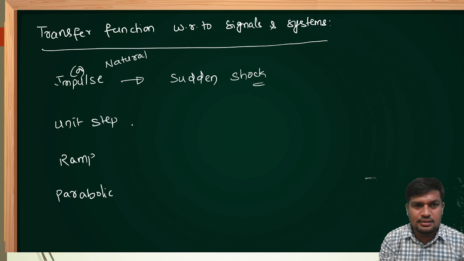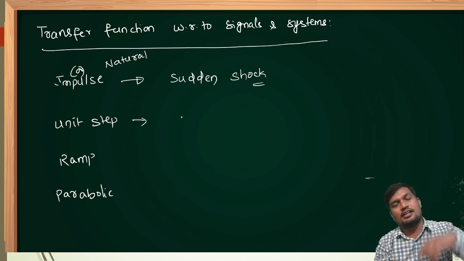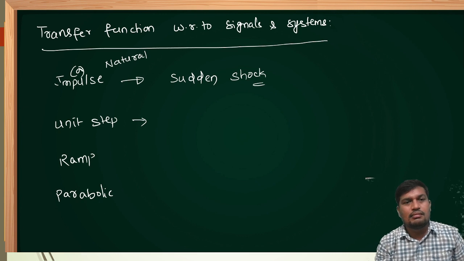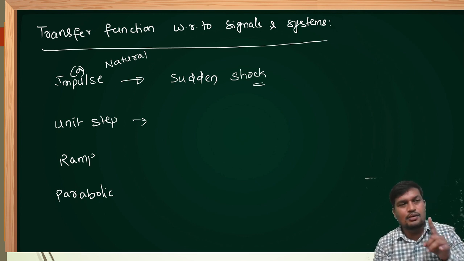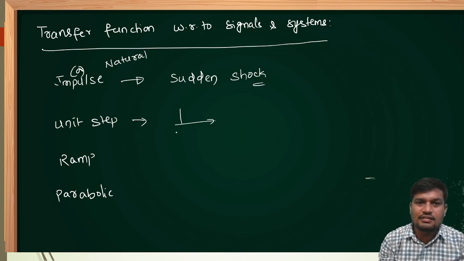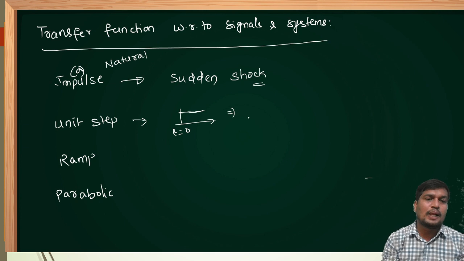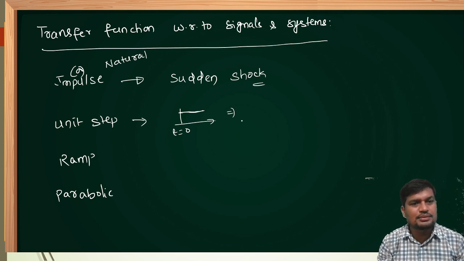Next, unit step. Unit step is nothing but switching on a fan in our home. Before switching on the fan, the fan is off, that is at t equal to 0 there is no input signal. Suddenly input is given, and the fan runs at constant speed. That is nothing but a unit step signal. Switching a fan is nothing but a unit step signal.